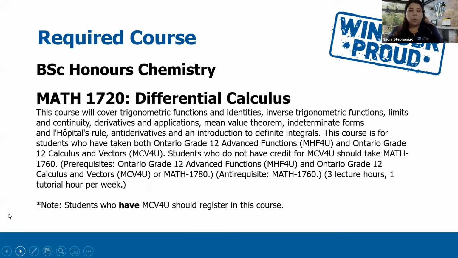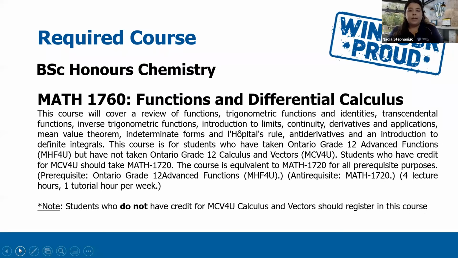For your next course, you'll be adding another math class to your timetable. And again, you have two options. You need to register in a calculus class, and which specific calculus you register for will be decided based on what you took in grade 12. If you took grade 12 calculus, you'll register in this course here, Math 1720, Differential Calculus. If you did not take grade 12 calculus, then you'll instead register in Math 1760, Functions and Differential Calculus.